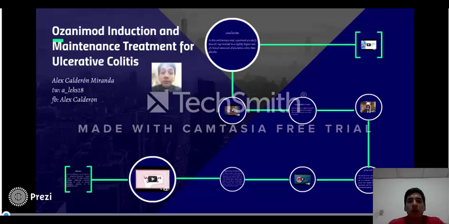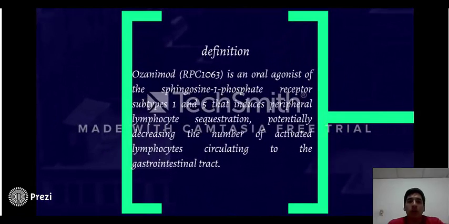Good morning. I'm going to talk about Ozanimod induction and maintenance treatment of ulcerative colitis. Ozanimod is an oral agonist of the sphingosine 1 phosphate receptor subtypes 1 and 5 that induces peripheral lymphocyte sequestration, potentially decreasing the number of activated lymphocytes circulating to the gastrointestinal tract.